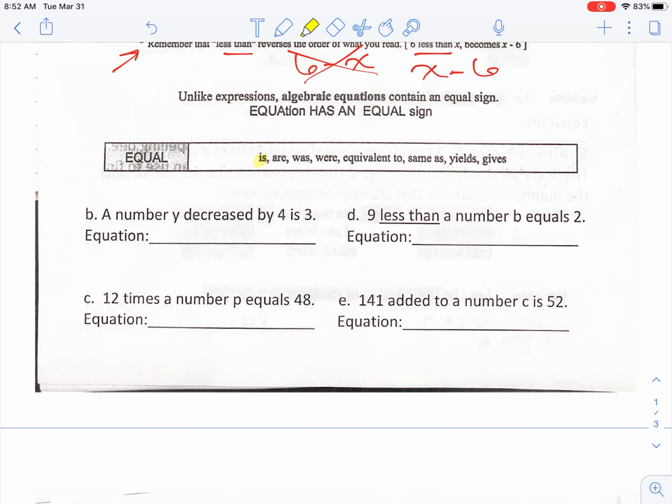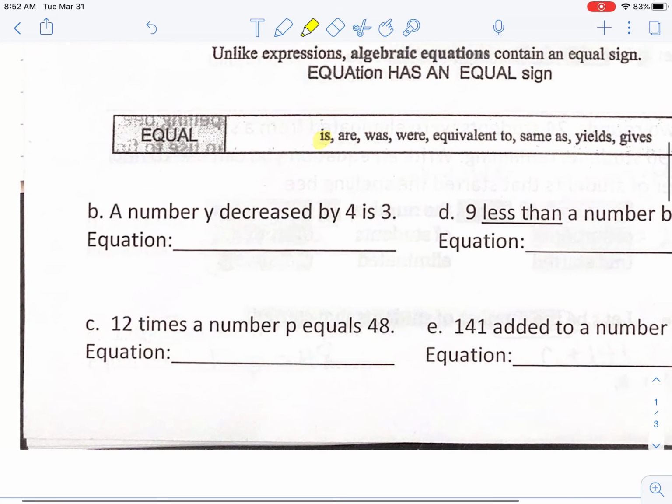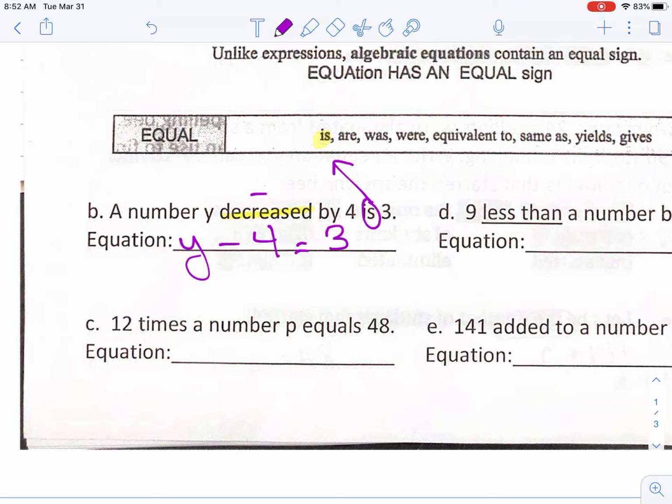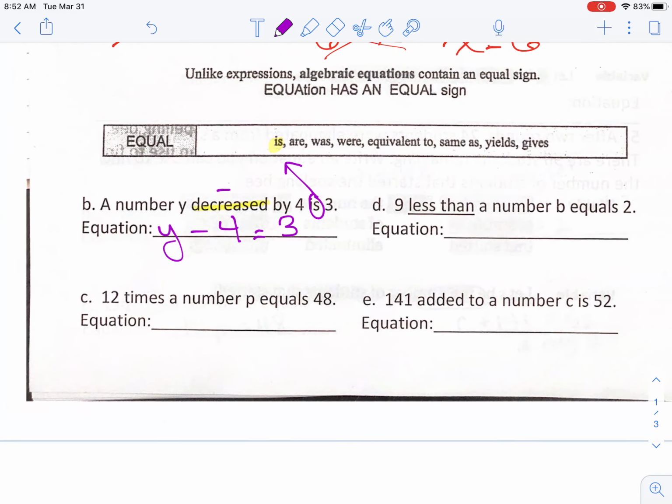Okay, so we're going to try a few of these together. I like to highlight the words that tell us what we're going to be doing. So a number y, so it just means that we're going to use y for our variable, decreased by 4 is 3. Okay, so that decreased means we're going to use the subtraction sign. It says y is decreased by 4, so that means y minus 4. And there's that word is again, which means equals 3. Again, we're not solving, we're just writing it as an equation.